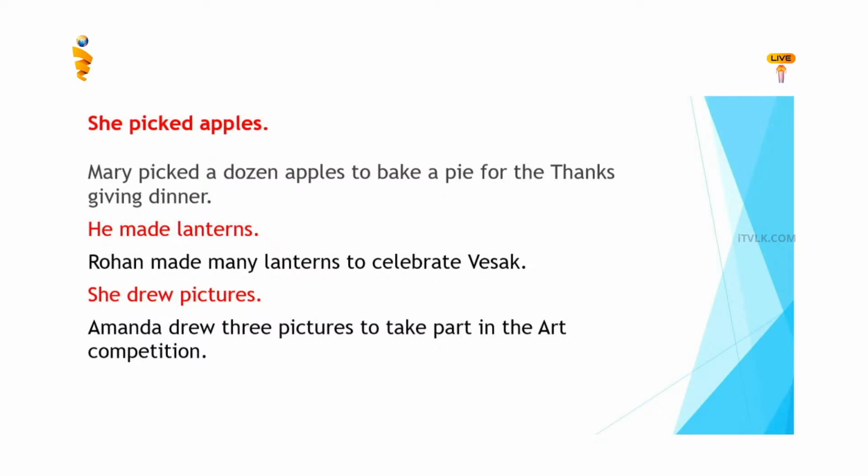She drew pictures was just a simple sentence. But by asking who, how many, and why, we have expanded the sentence into Amanda drew 3 pictures to take part in the art competitions. It's very simple, children. Okay, let's see some more examples.